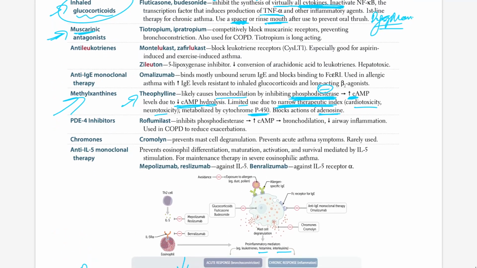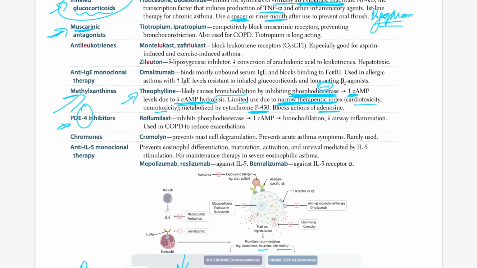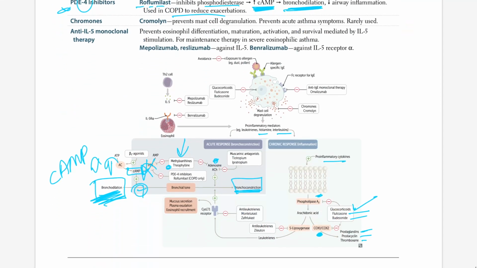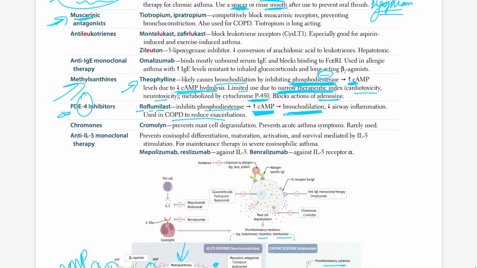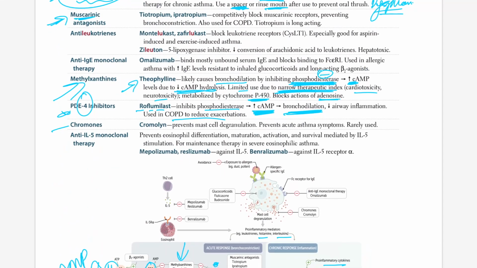So let's look at the phosphodiesterase 4 inhibitors. Phosphodiesterase 4 is roflumilast. Roflumilast inhibits the phosphodiesterase, increases cyclic AMP, causes bronchodilation, and is used in COPD to reduce exacerbations. Same thing. Roflumilast, COPD only, would also inhibit this PDE, which is phosphodiesterase, and you will have an increase in cyclic AMP and bronchodilation will occur.